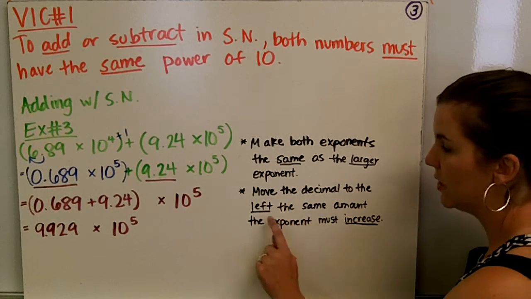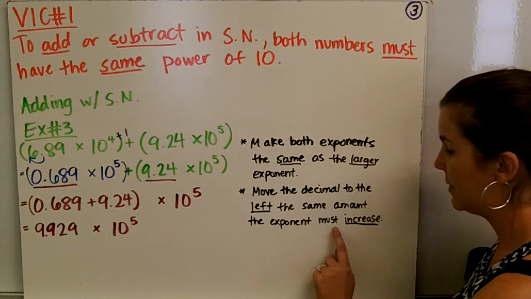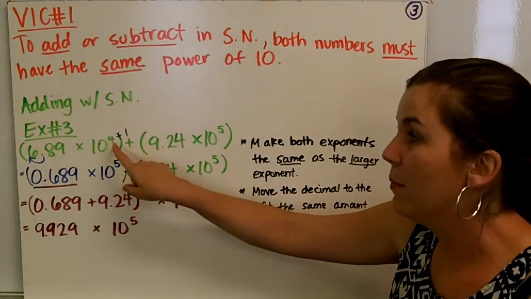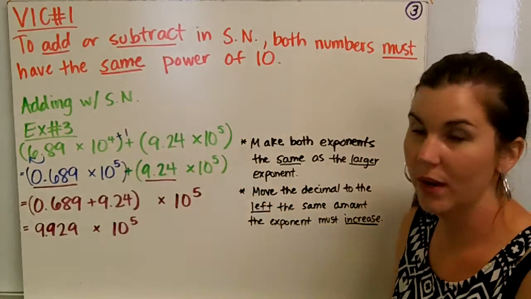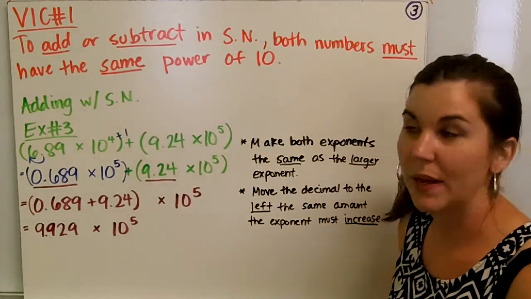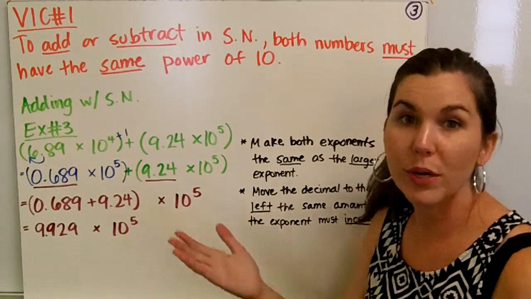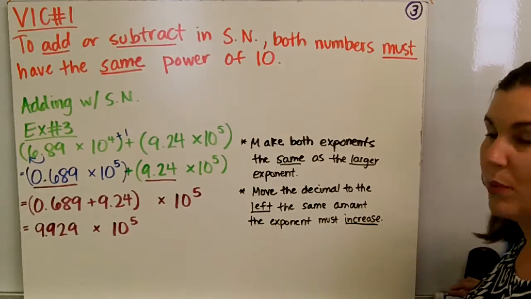You move the decimal to the left the same amount the exponent must increase. So I moved my decimal one place to the left because my exponent needed to increase by 1. If my exponent needed to increase by 3, I'd move my decimal 3 places to the left. You'll have some more practice with this.